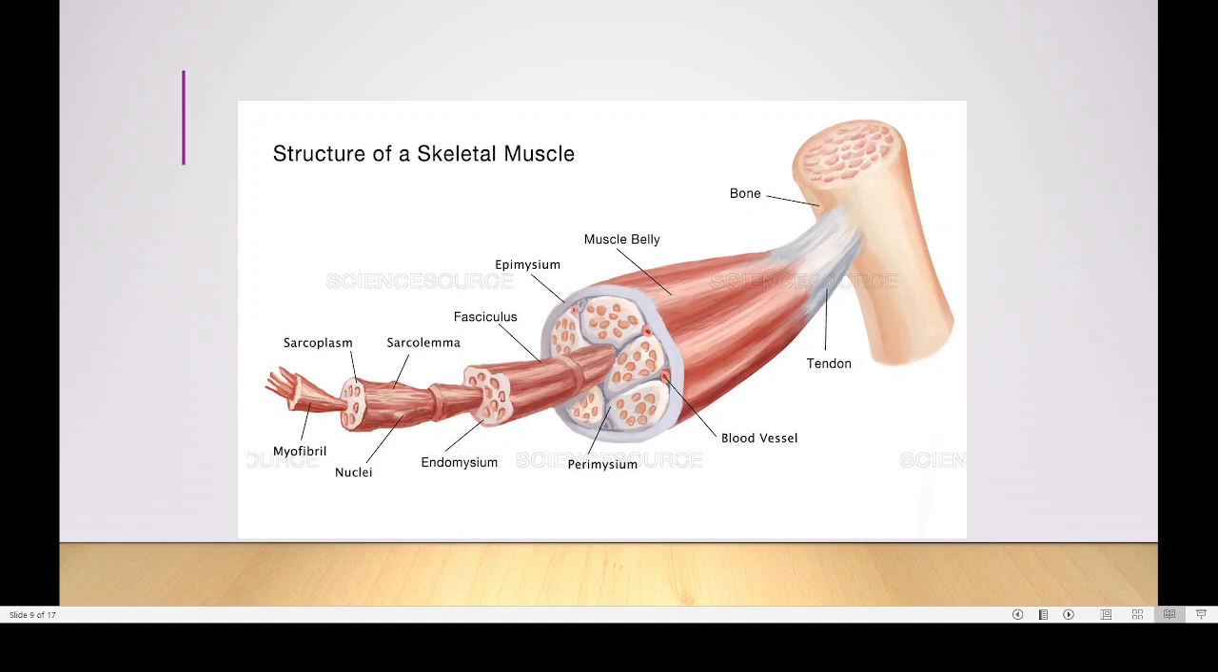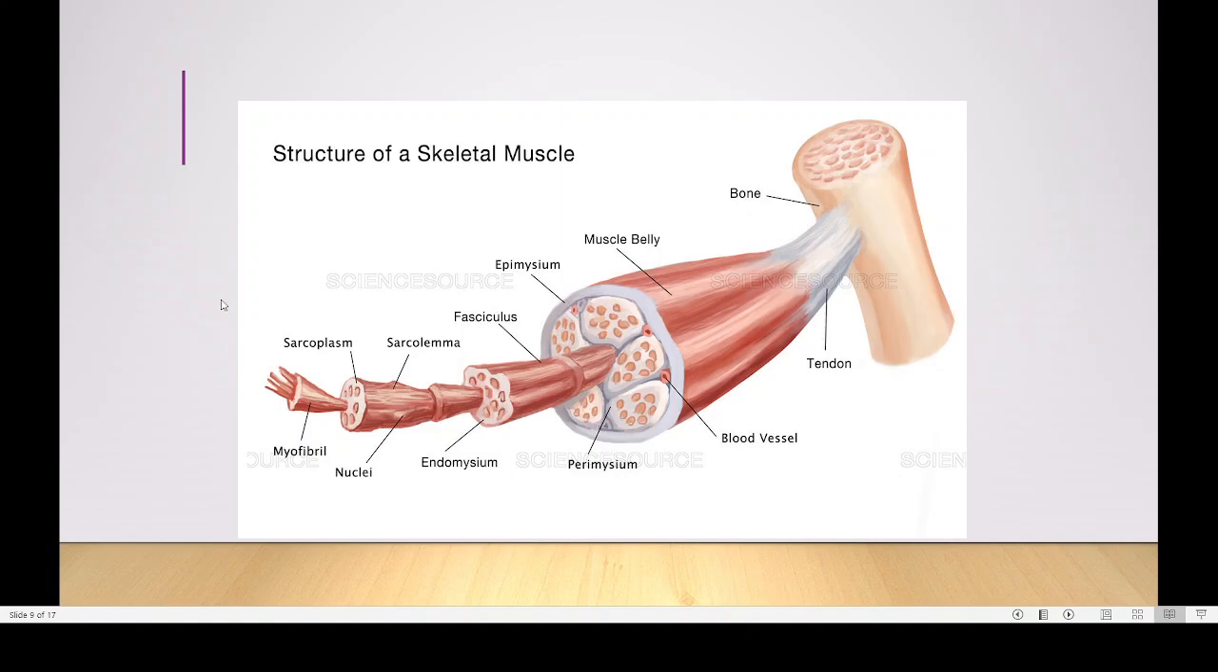Now if you take one fasciculus, again we can see that this is one fasciculus. Inside that one fasciculus there will be a number of smaller muscle fibers or muscle cells. So this is a muscle cell, here another muscle cell, this is another muscle cell. So each fasciculus will be containing a number of muscle cells or muscle fibers.